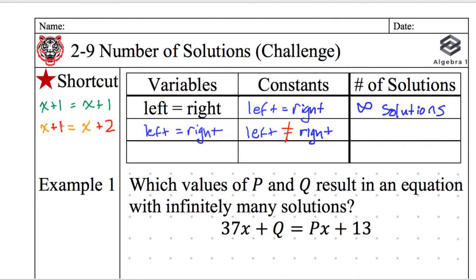Now the constants are not the same on the left and right. I have 1 on the left, I have 2 on the right. So the variables are still the same, but now the constants are not. Now my question for you with the quiet raised hand is, how many solutions do we have?